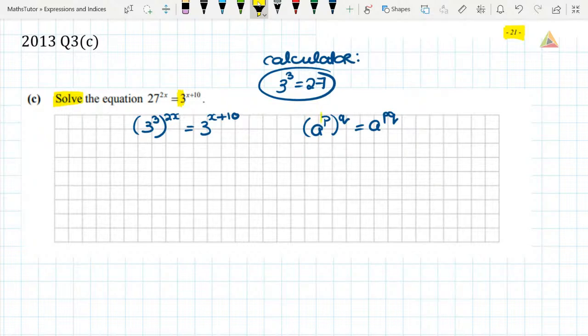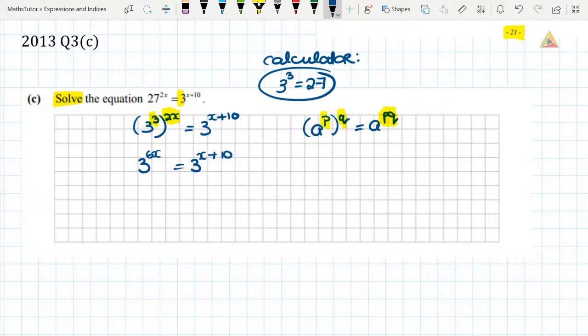So we had one power inside a bracket and one power outside the bracket. And we said that's the same as that base number being raised to those powers being multiplied. So I'm going to take the power inside the bracket and outside the bracket, and I'm going to multiply them. So that's going to be 3 to the power of 3 times 2x is 6x. And on the right-hand side, we have 3 to the power of x plus 10. And there's nothing that I need to change on that right-hand side. I have that big base number of 3, and it's to the power of x plus 10.